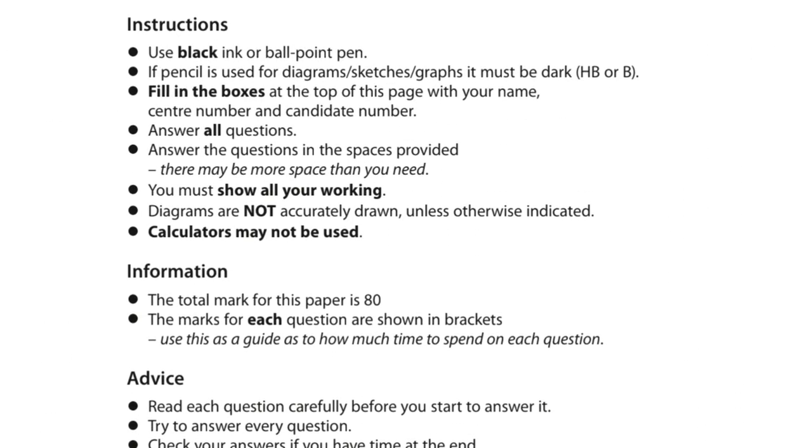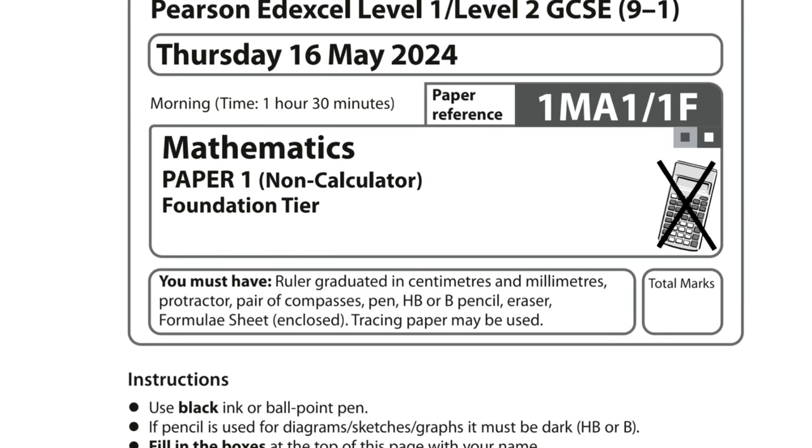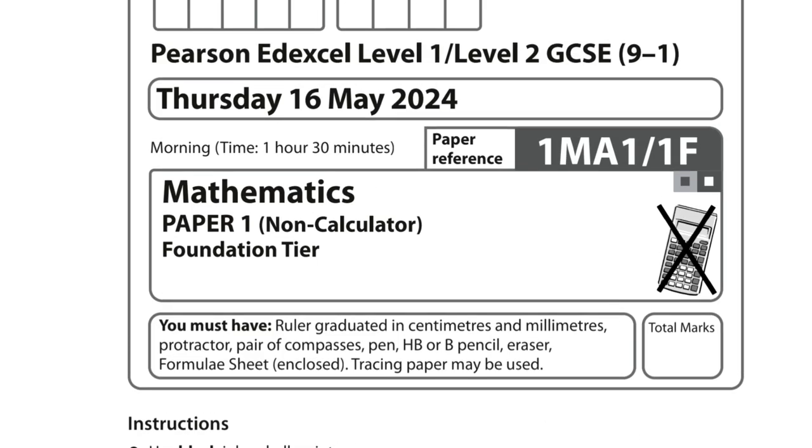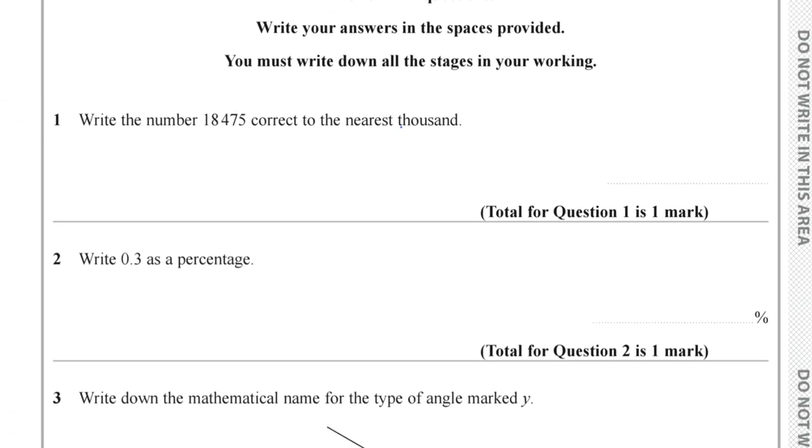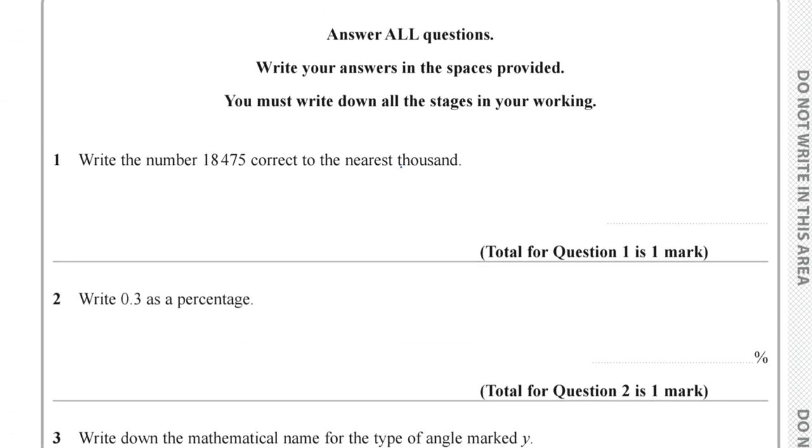So actually, this is a foundation tier question for non-calculator. It's a past question for Thursday, May 16, 2024. Right? So let's start with the solutions now. Write the number 18475 correct to the nearest thousand.